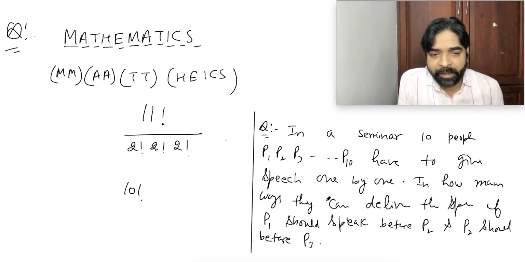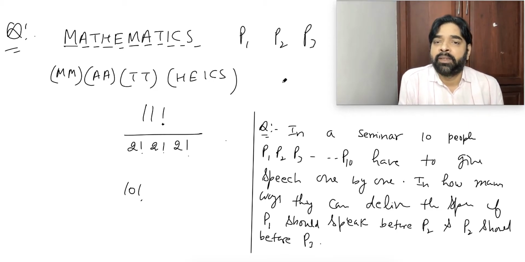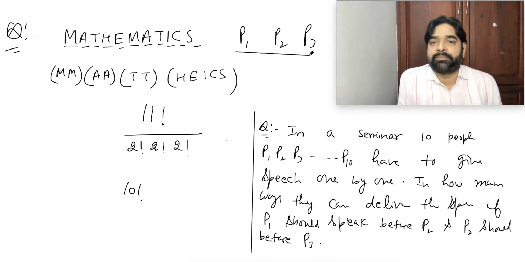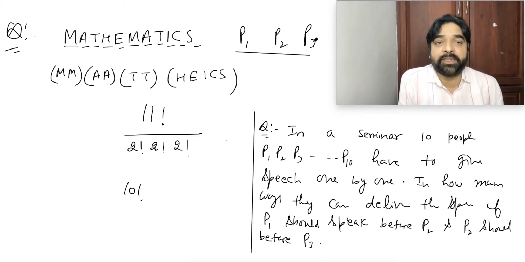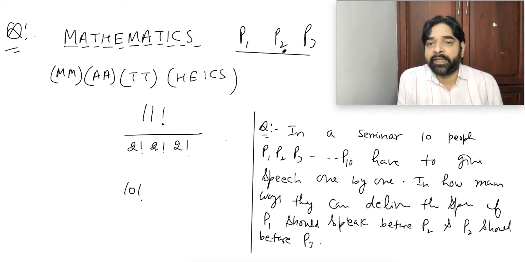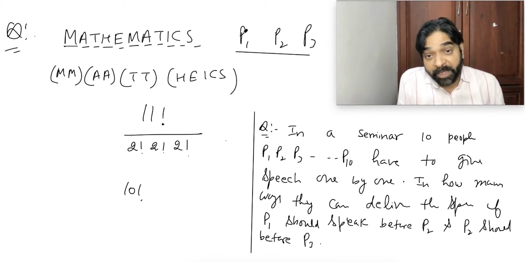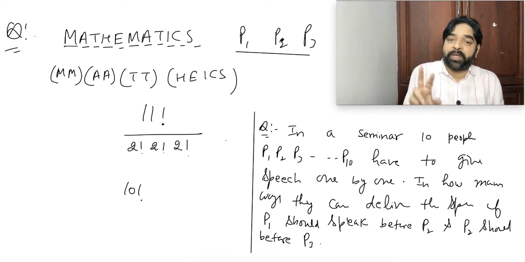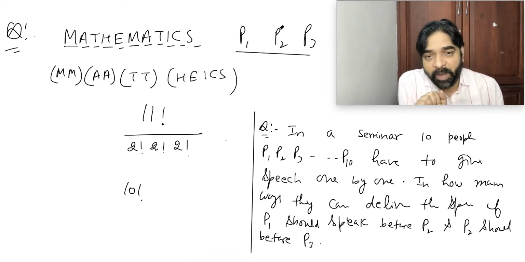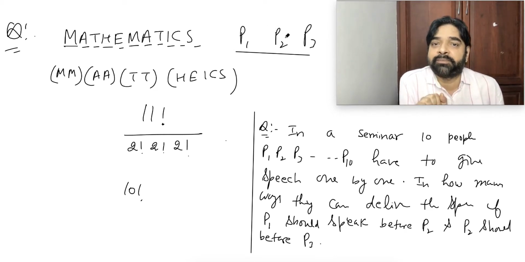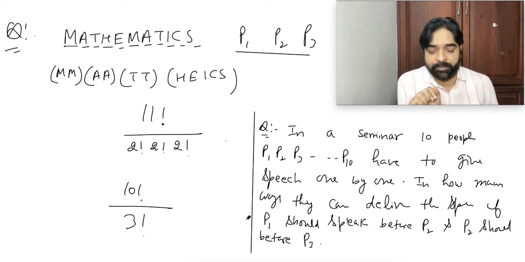Now I want that P1, P2, P3 should always come in this order. Order should be maintained. Order maintained means what? Interchanging of these objects is not allowed. In between somebody can come, no problem. But P2 should not go before P1. P2 will go before P1 only when you interchange this position. So their internal arrangement is not allowed, divided by 3 factorial.